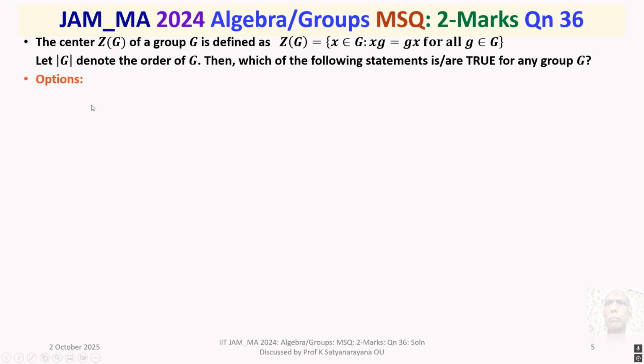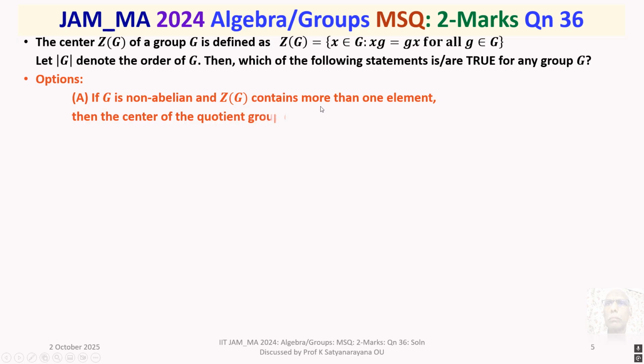We are given four options. Option A: if G is non-abelian and Z(G) contains more than one element, then the center of the quotient group G by Z(G) contains only one element.